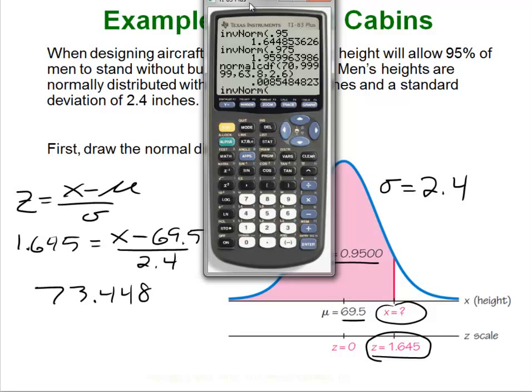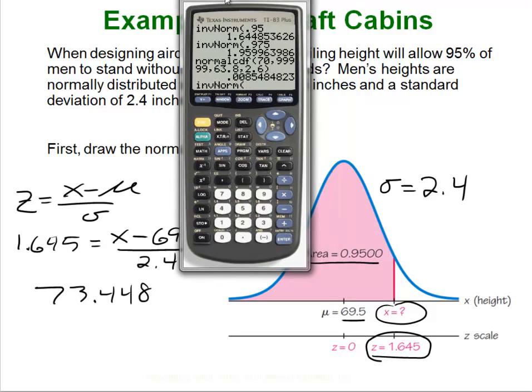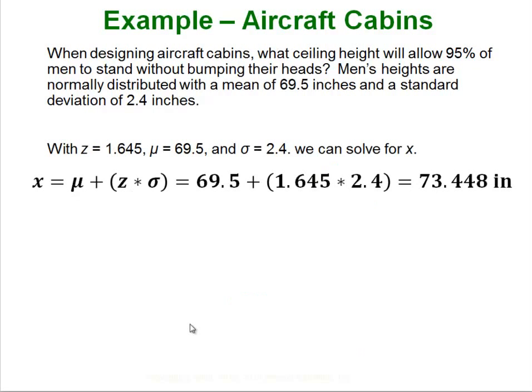It's inverse norm. Do you remember what we put in for inverse norm? The first number is the area to the left, 0.95, comma. The second number is the mean, in this case 69.5, comma. The third number is the standard deviation. You'll kind of notice that whenever we're dealing with these types of things, it's always mean and standard deviation at the end. 73.4476 and so on, which of course rounds to 73.448. Same thing, a lot less headache. Here it is worked out, right? Like I told you, if we did it by hand, that's what we would have gotten.